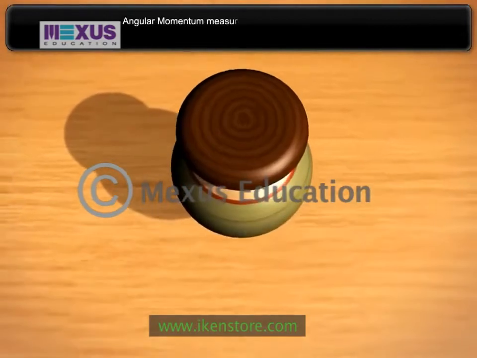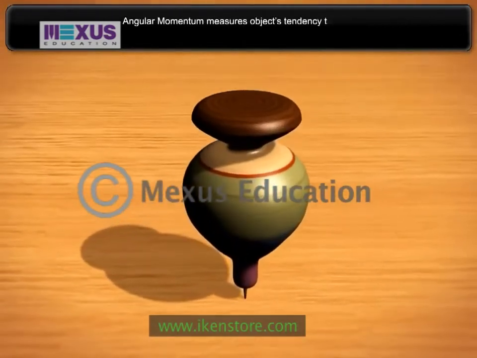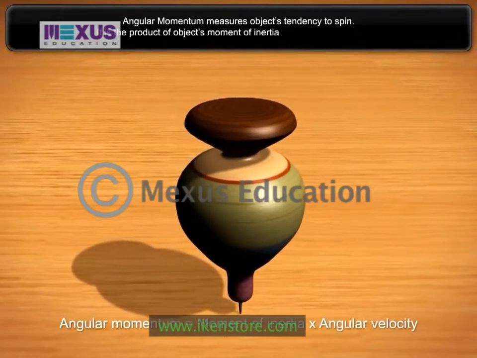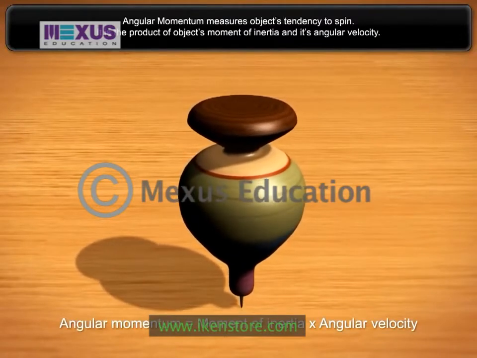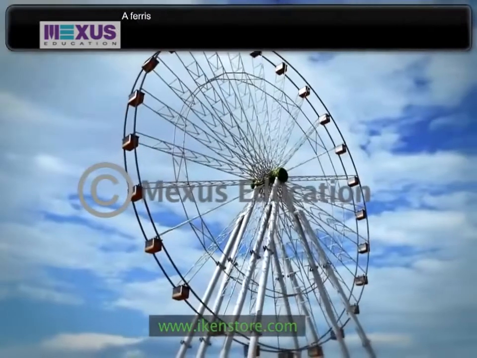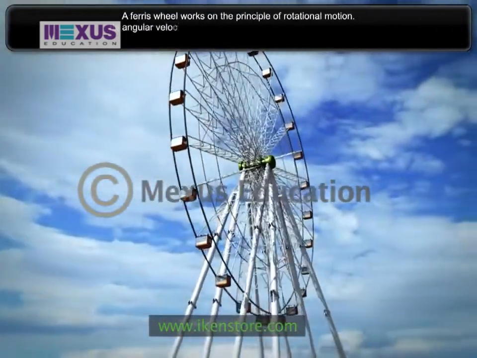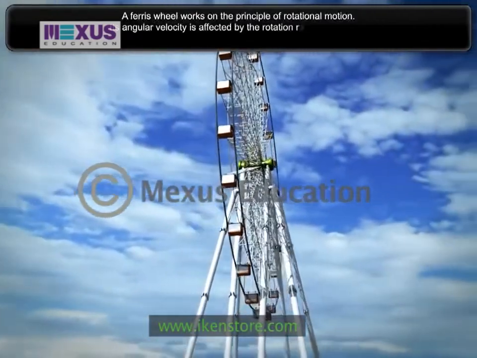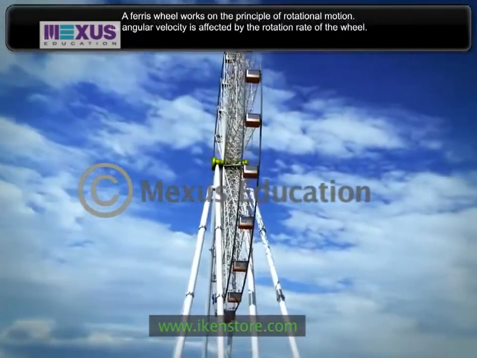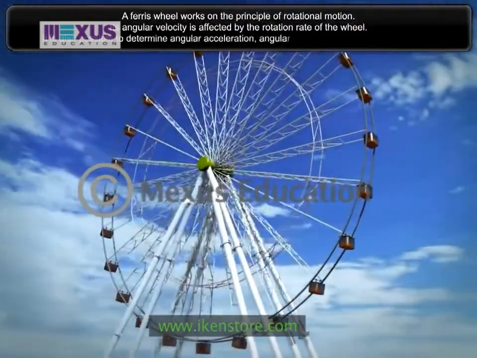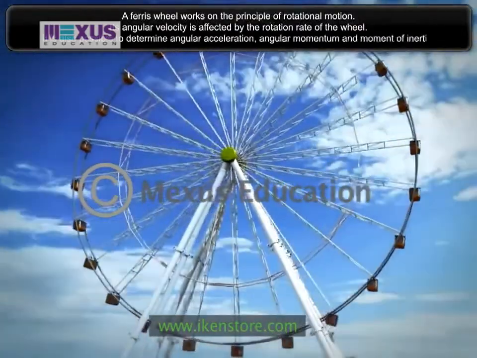Angular momentum measures an object's tendency to spin. It is the product of the object's moment of inertia and its angular velocity. A Ferris wheel works on the principle of rotational motion. Its angular velocity is affected by the rotation rate of the wheel. It is also possible to determine angular acceleration, angular momentum, and the moment of inertia.